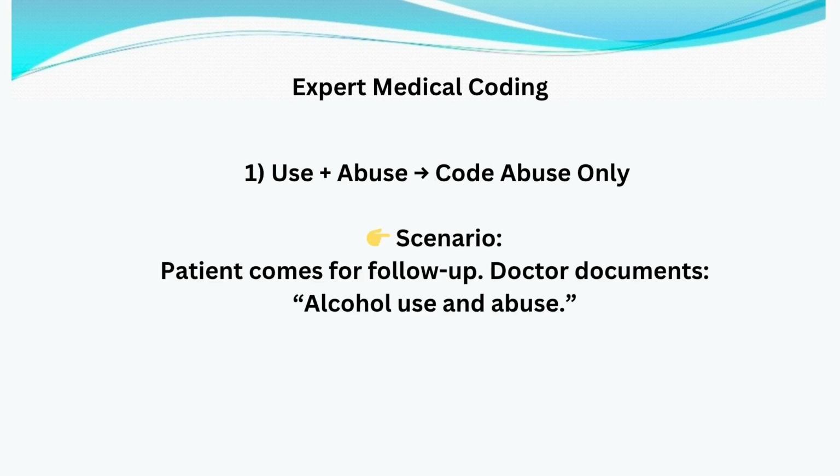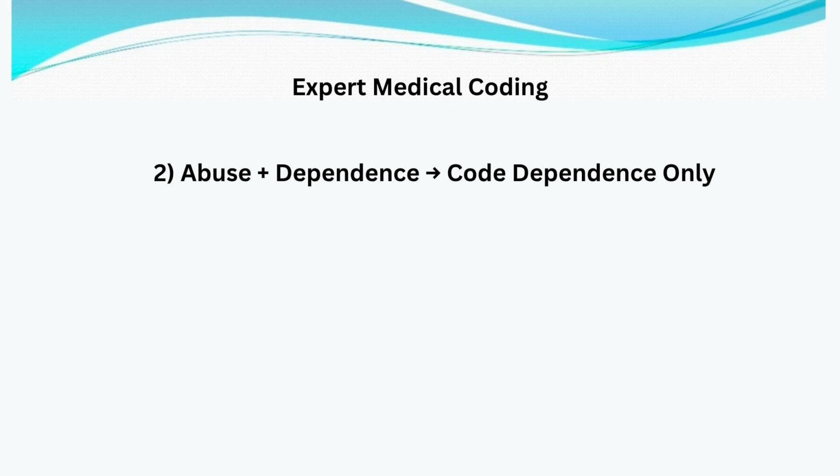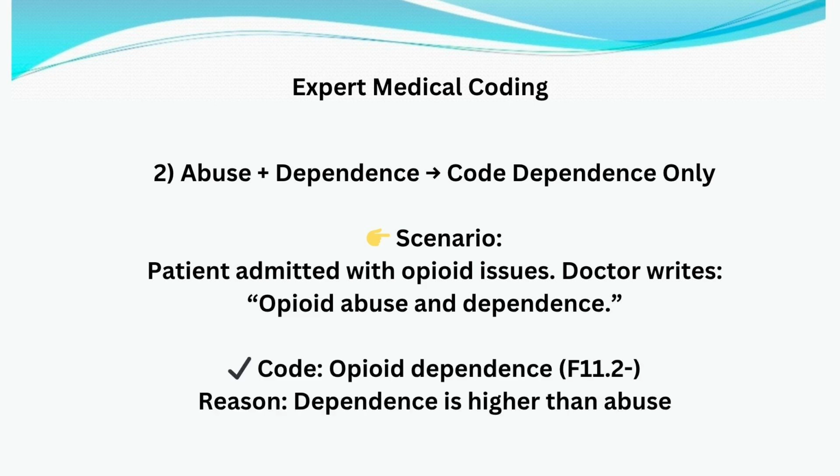Let us see the scenario. Patient comes for follow-up, doctor documents alcohol use and abuse. Here we need to assign alcohol abuse, F10.1 subcategory code. Reason, abuse is higher than use. Next scenario, if the patient documented both abuse and dependence, we have to code dependence only. Let us see the scenario. Patient admitted with opioid issues, doctor writes opioid abuse and dependence. So we have to assign opioid dependence, F11.2 subcategory code. Reason, dependence is higher than abuse.